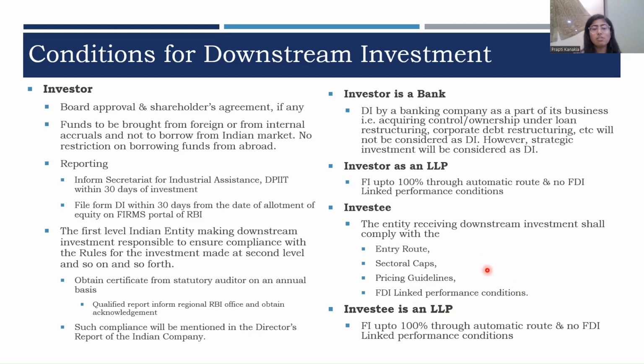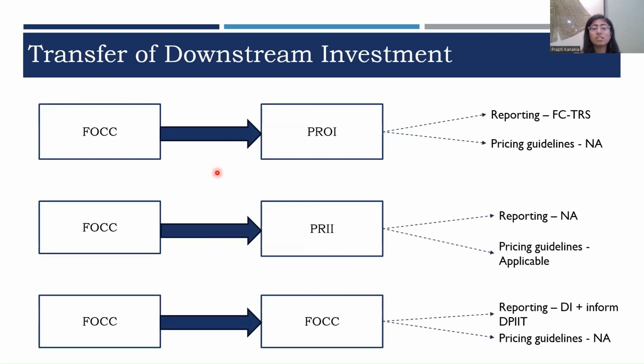Now, the investor in some cases might want to transfer its downstream investment to another person. In that case, if an FOCC is transferring its downstream investment to another person resident outside India, the FOCC will file Form FCTRS regarding transfer of such investment. However, here the pricing guidelines will not be required to be adhered to. Further, when an FOCC is transferring any downstream investment to a person resident in India, there is no reporting requirement applicable, and the pricing guidelines, however, will be required to be complied with here, since the FOCC is a foreign investor, and here the PRII is an Indian investor, and therefore pricing guidelines will be applicable.